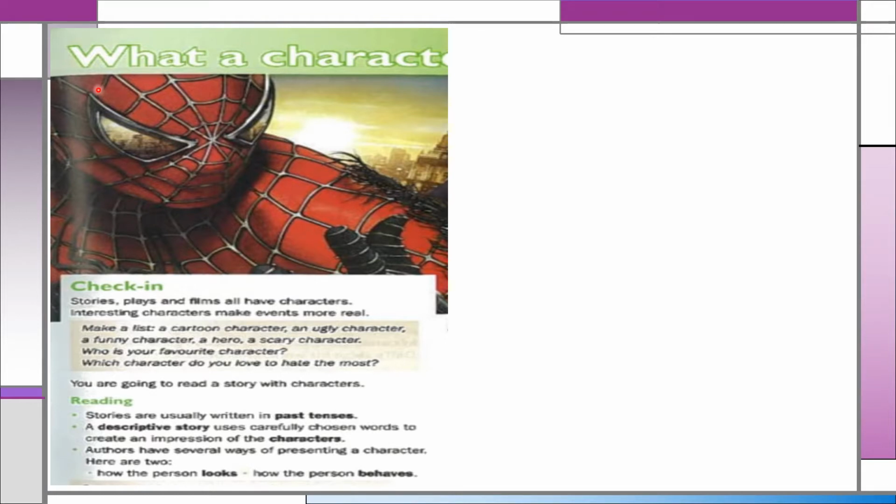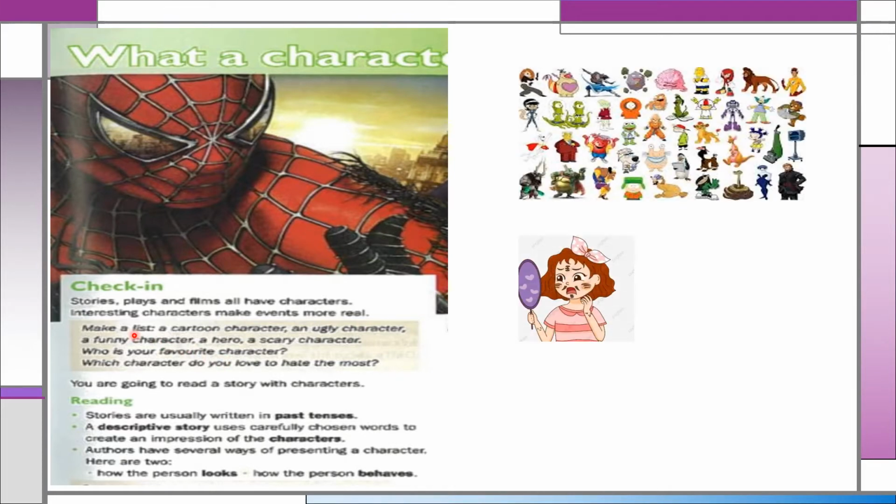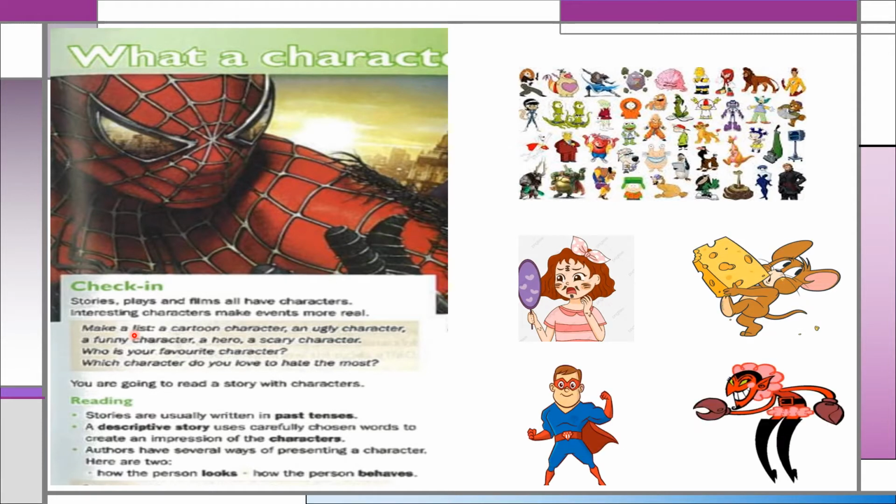The title of our unit, this is Unit 6, is What a Character. Character or characters means شخصيات. What do we mean by them and where can we find characters? What are the kinds of characters? We can find characters in stories, plays, المسرحيات, and films. All these things have characters. We have cartoon characters, ugly characters, funny, hero, and scary characters. So these are the kinds of characters.